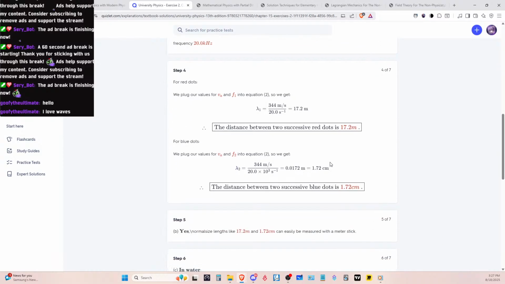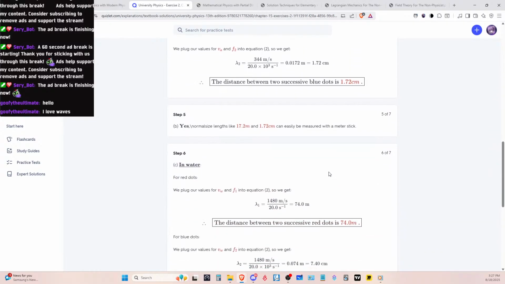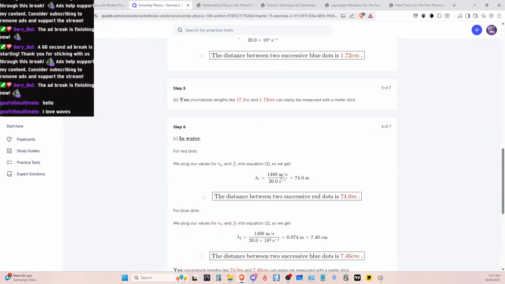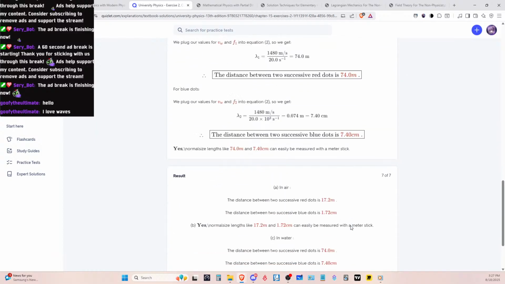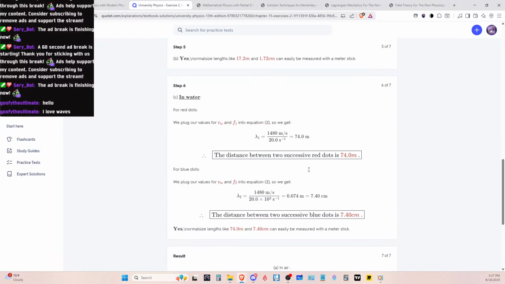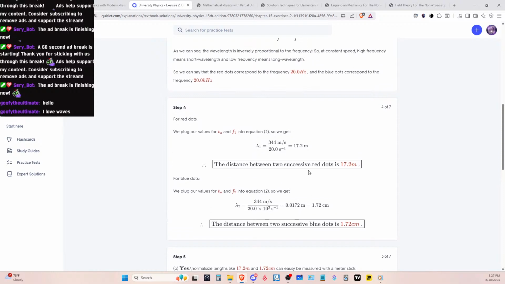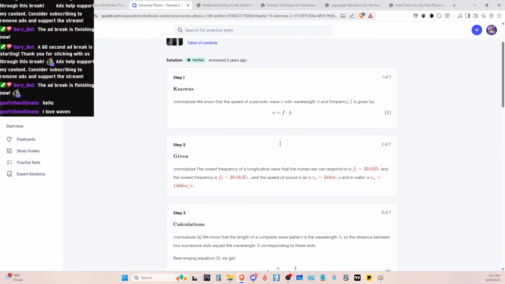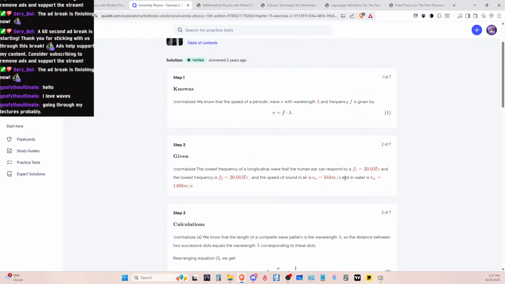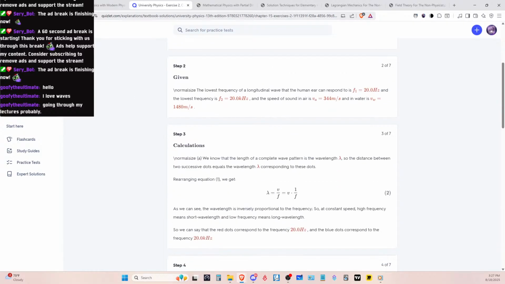Oh, they do centimeters. Okay, we got that result. Okay, yeah, they changed it to centimeters at this point. What did they do here? Oh, they did use the speed of sound. Okay, that's why it's off. That's why my numbers in the first one were off.